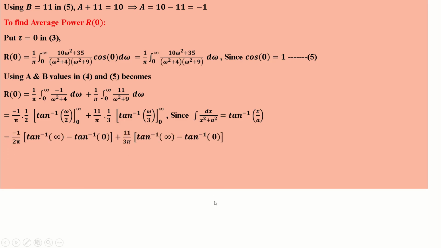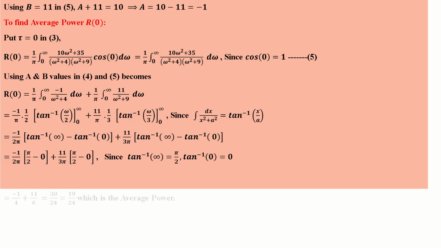So minus 1 by 2 pi, tan inverse of upper limit infinity minus tan inverse of lower limit 0. Similarly for the second one, 11 by 3 pi, tan inverse of infinity minus tan inverse of 0. Tan inverse of infinity is pi by 2, tan inverse of 0 equal to 0. Substituting those values, minus 1 by 2 pi, pi by 2 minus 0, plus 11 by 3 pi, pi by 2 minus 0. That is minus, 2 into 2 is 4, pi cancels. So minus 1 by 4 plus, pi cancels, 3 twos are 6, so 11 by 6. Taking LCM and solving you will get 19 by 24.